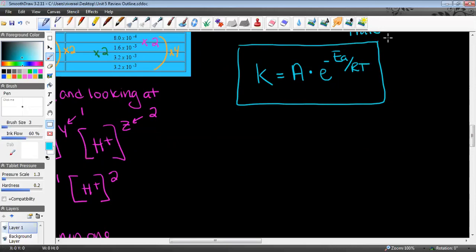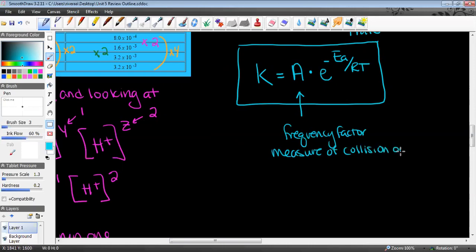And all it's showing us, let's define our variables. A is called the frequency factor, and it is a measure of collision orientation, like how many of the collisions have the correct orientation. It would be a constant for a particular reaction at a particular temperature.